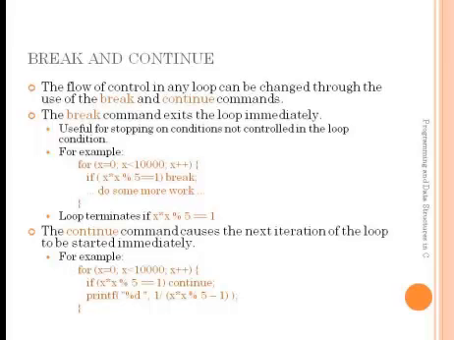The next iteration is 2. Here 2 into 2, the value is 4 modulo 5. The value is 4, so the condition is false. Then it will evaluate the printf statement. Whenever this condition is true, it simply skips the following code and starts with the next iteration.